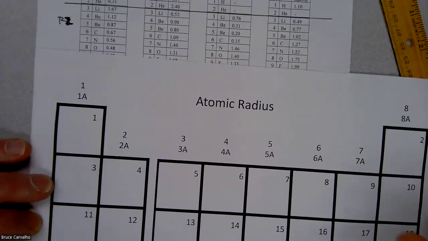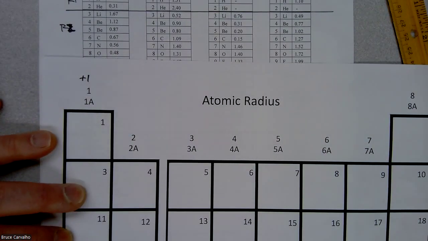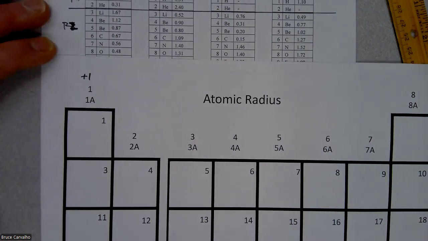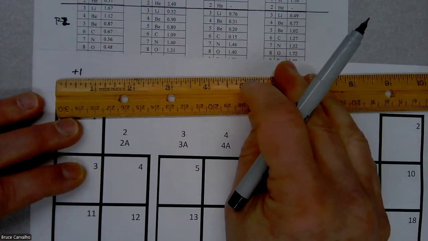So I'm going to start with atomic radius, and we're going to deal with family 1, which is the +1 family. I want you to have that out here. Write that on there. All right, I'm going to take the ruler and show you what we're going to do here.